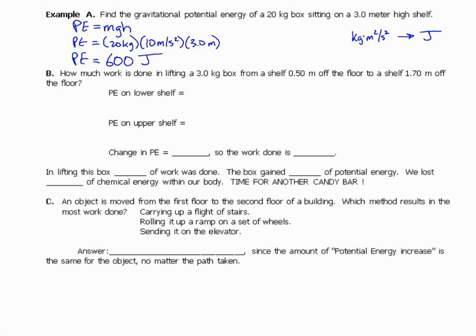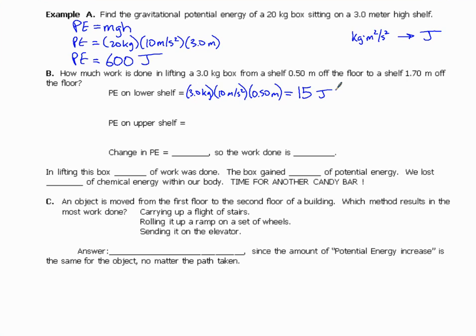B, how much work is done in lifting a 3 kilogram box from a shelf of 0.5 meters off the floor to a shelf of 1.7 meters off the floor? So let's look at the potential energy on the lower shelf. This is mass times gravity, acceleration 10 meters per second squared, times the height, half a meter. And it has a potential energy of 15 joules on this lower shelf.